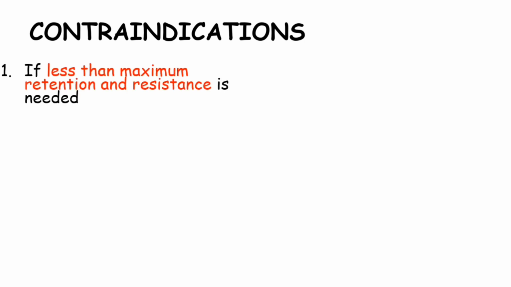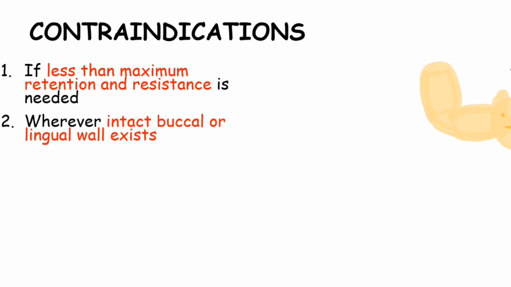Contraindications of full veneer crown are: if less retention and resistance is needed. It is contraindicated whenever intact buccal or lingual walls exist, so you don't need to remove them if they are intact. We can simply give this type of tooth a partial veneer crown, which does not cover all the surfaces but only the part of the tooth that needs to be covered.